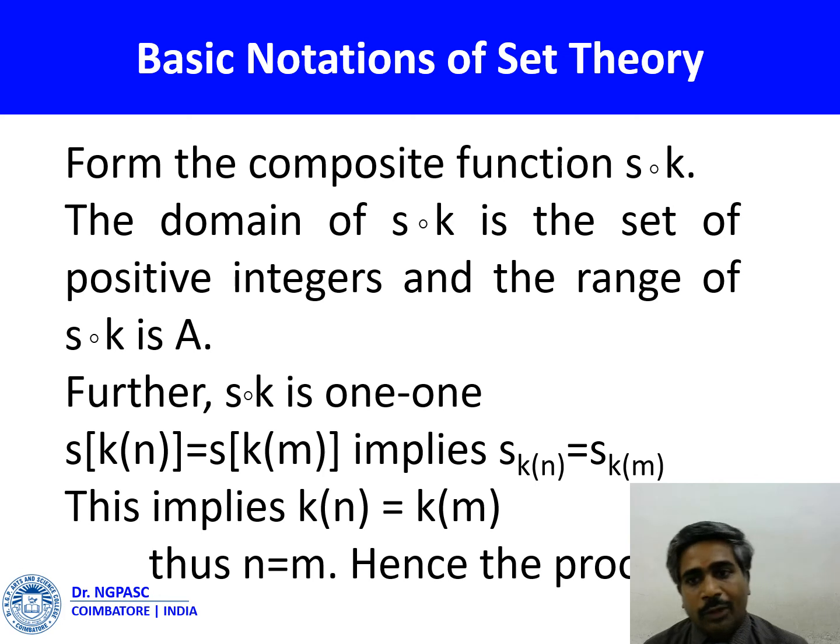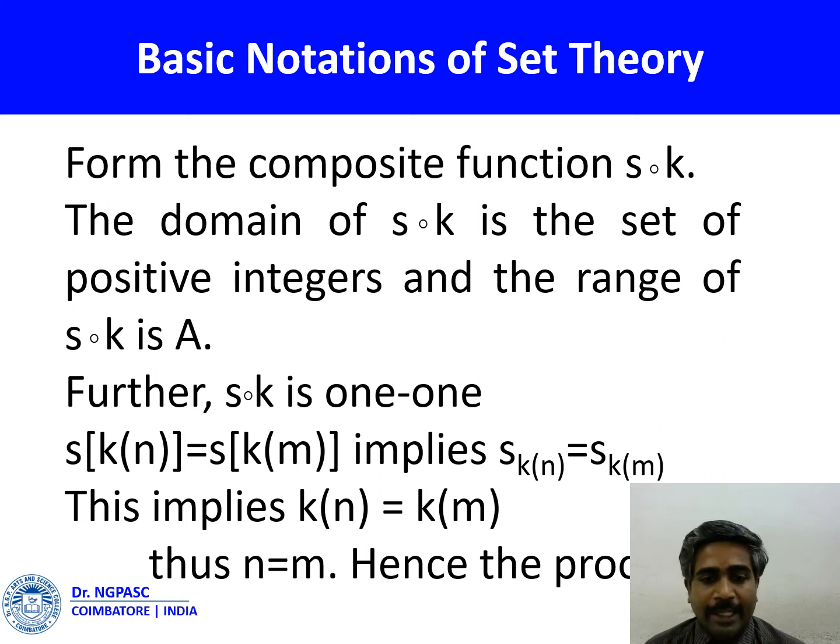Then next we are going to form the composite function S composite k. The domain of S composite k is the set of positive integers and the range of S composite k is A. Therefore, S composite k is one-one. Next, the remaining part: we have to prove that if k of n equals k of m, then n equals m. Then finally we say that A is a countable set since S is a countable set.